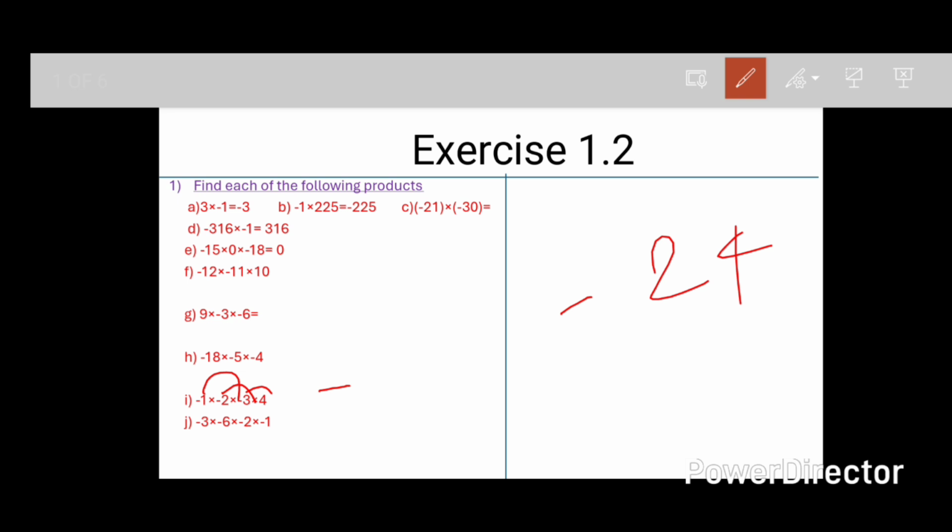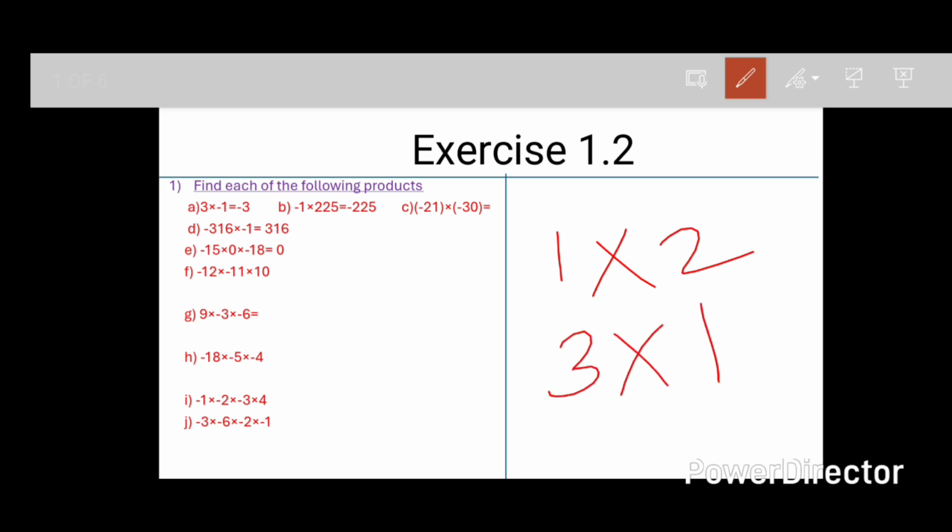First we should multiply 1 and 2. Okay, then from the product you should multiply 3. Then from the product you should multiply 4. Otherwise you should make a group of 2. Means how? See, first 1 into 2. Okay, group, then 3 into 4. This answer 2 and this answer 12. Next multiply these two. 12 twos are 24. So the final answer is minus 24.